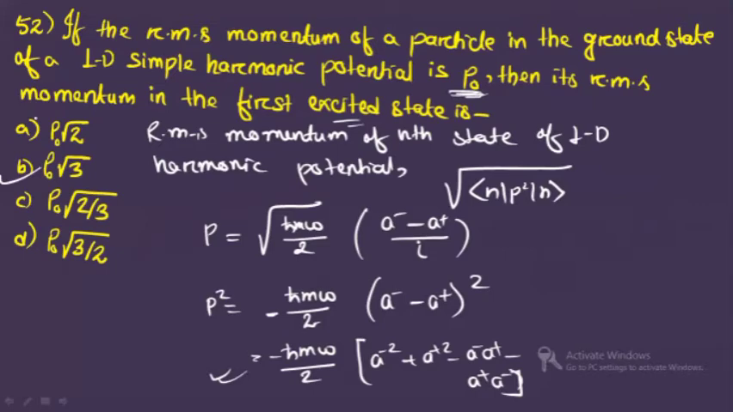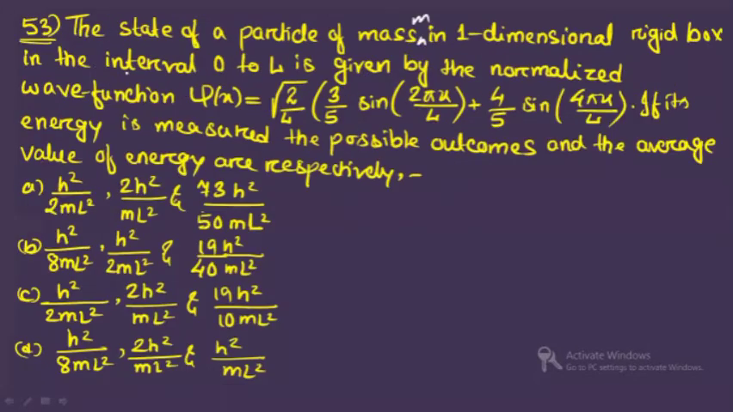Now let's see the next question. So here it is said, the state of a particle of mass m in a one-dimensional rigid box in the interval 0 to L is given by the normalized wave function psi x equals to this. If its energy is measured, the possible outcomes and the average value of energy are respectively what? So the state of a particle is given whose mass is m and it is in a one-dimensional rigid box. So the interval is 0 to L, and the normalized wave function psi x is given to you. Now it is asked, if its energy is measured, then what are the possible outcomes and the average value of energy? All right.